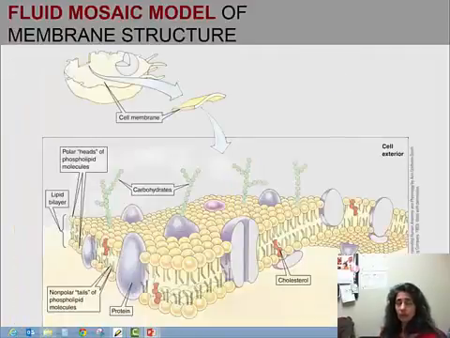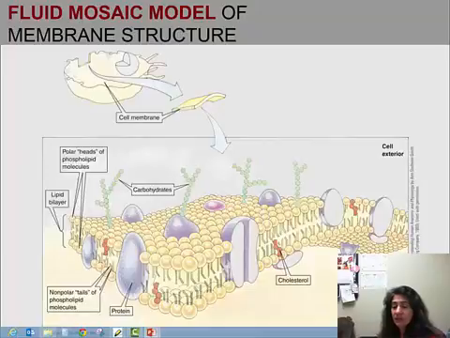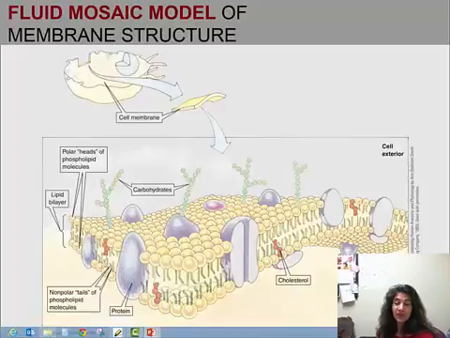So here's what we call the fluid mosaic model of membrane structure, which you may have seen before. So we can see our lipid bilayer. In this case, it's all yellow. And then we can see we have proteins sticking in there. Those proteins kind of look like eggplant. And some of those proteins, you'll notice, actually have those green chains on the end that have the label carbohydrates.